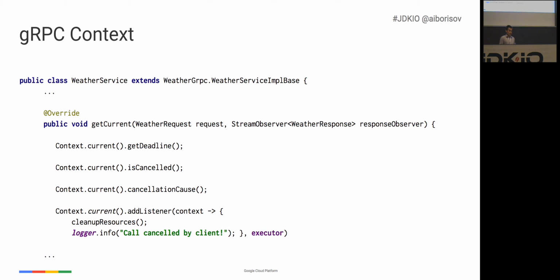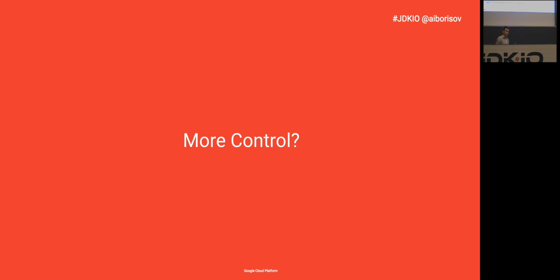That is one way to do it. Every gRPC call has a gRPC context associated with it. We can get it by calling Context.current. The gRPC context contains all these deadlines, cancellation statuses, cancellation causes, and it can also contain some custom values. We can write values to the context and get values from it. And it allows us to subscribe to cancellation as well.